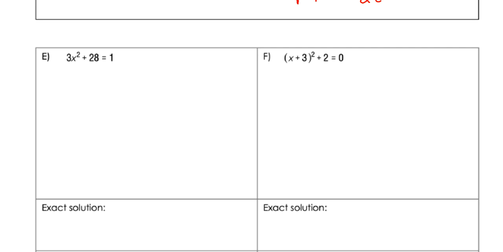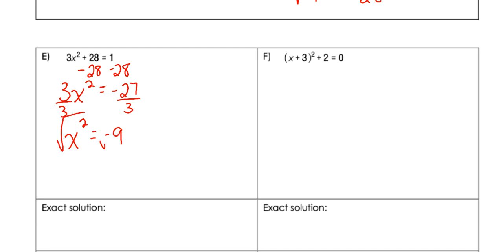So let's look at what that might look like here. So again, we're still going to isolate that quantity squared. The only thing that changes here is once we get to taking the square root. So here I would have 3x squared equals -27. I would divide by 3 and get that x squared equals -9. So I've isolated my squared term. Now I'm going to square root it.